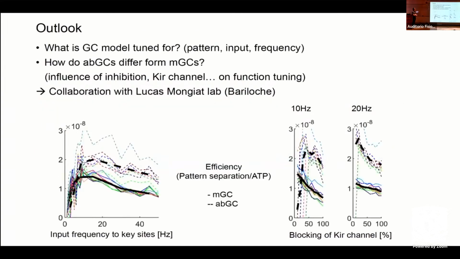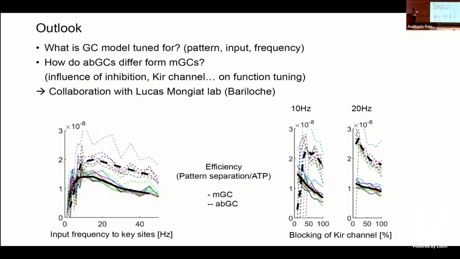A little bit as an outlook, what I've basically been working on in the past weeks is to find out what the granule cell model is tuned for, what actual input. Before, I often looked at this kind of distributed input, but of course they get a certain input pattern, as you also mentioned. And I look at what frequency, what pattern they might be tuned for.